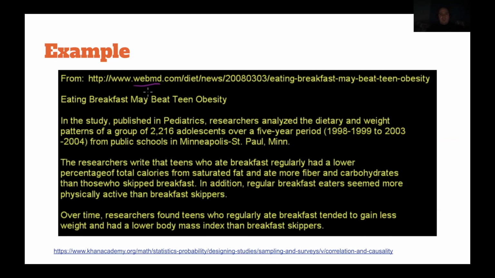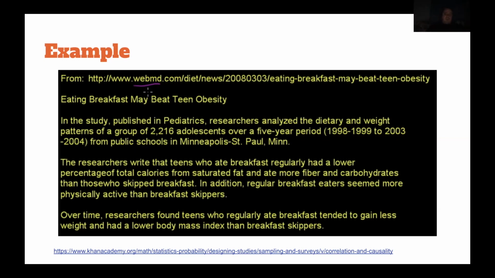because you don't care too much, or maybe because, I don't know, you ate during the night. Maybe those guys who skip breakfast were eating at night, so they didn't feel like eating breakfast. Eating during the night maybe is something that also makes you have more calories from saturated fat and be less physically active. I don't know. What matters is that for all we know, we cannot assume that one thing is actually causing the other.